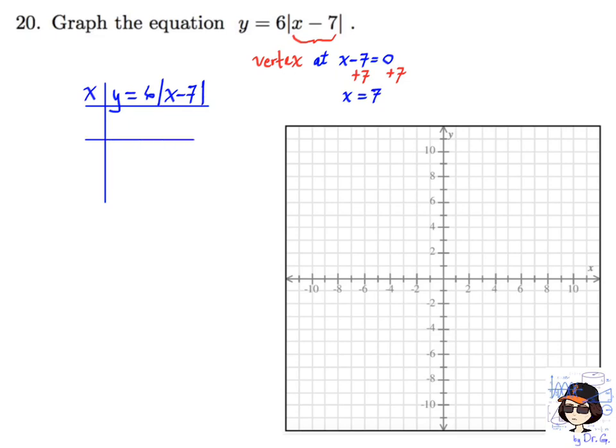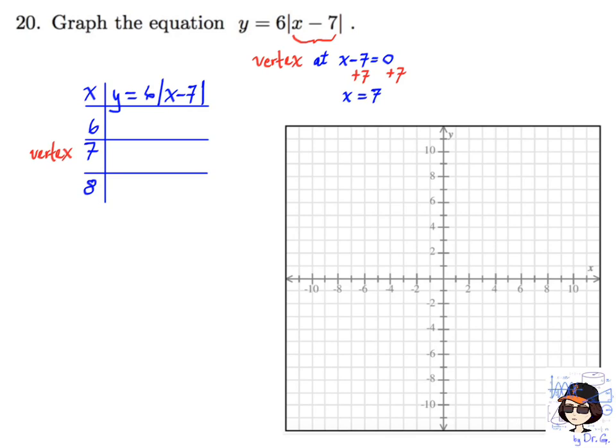So the first x coordinate we're going to use is the x coordinate of the vertex, which we said was 7. Now on the left is going to be x equals 6, and on the right is going to be x equals 8. You could choose any number on the left and any number on the right, but these are the 2 closest, 6 and 8.